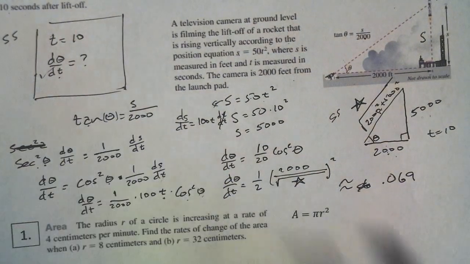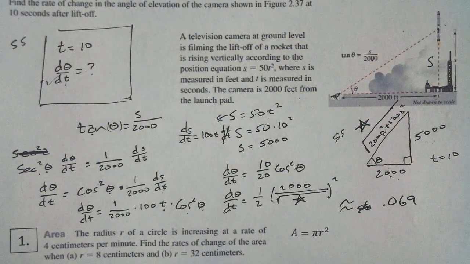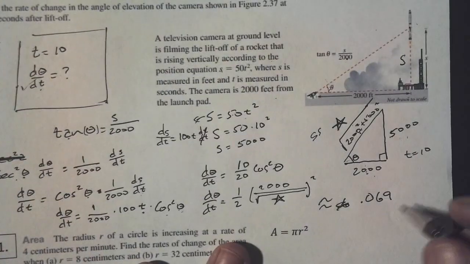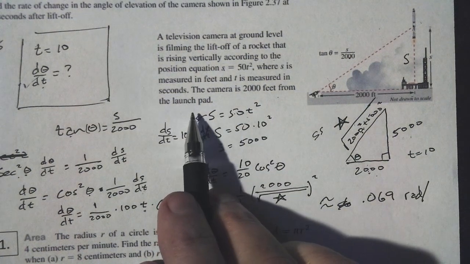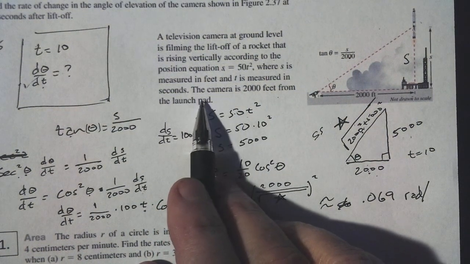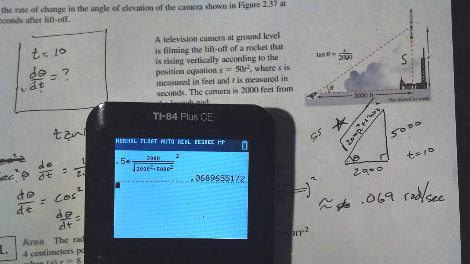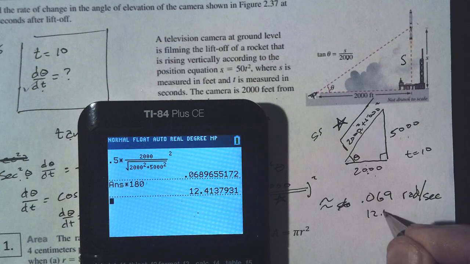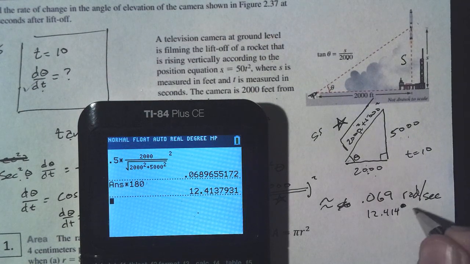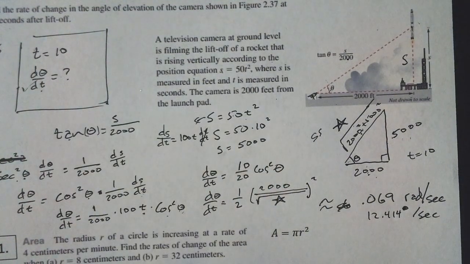What are we dealing in here? This is d theta dt, so that's how fast this angle is changing. When you use this process to find angles, the answer you're going to get is going to be in radians. So that is radians per second: the camera is changing angle of elevation at 0.069 radians per second. If you want that in degrees, times 180 over pi, so we're changing at 12.414 degrees per second. So there's a little bit more going on when you have to find the angles, but again, it's just to illustrate the puzzle pieces going on here.